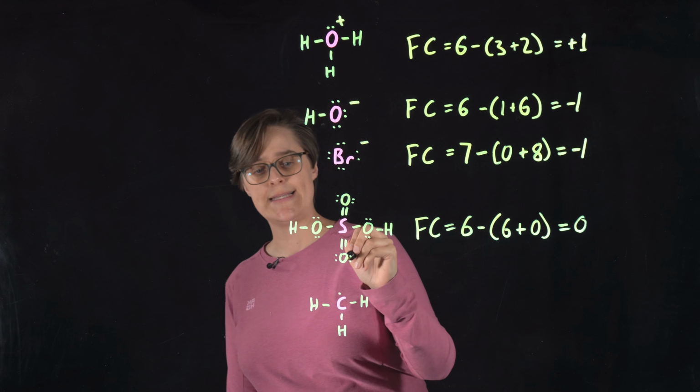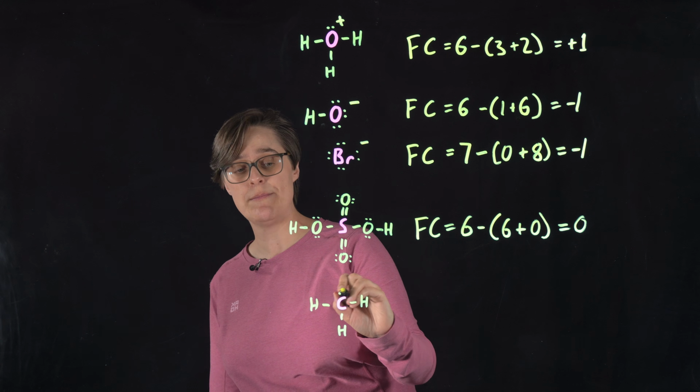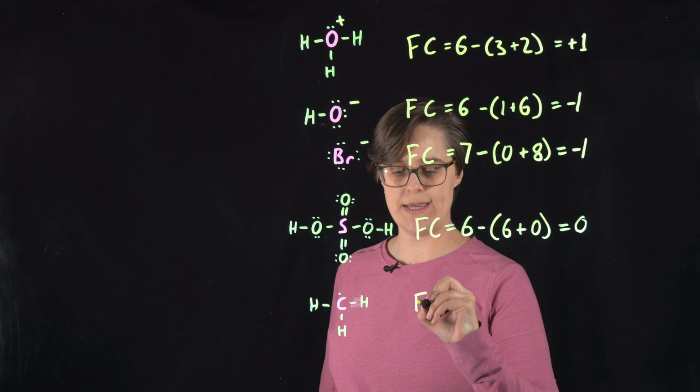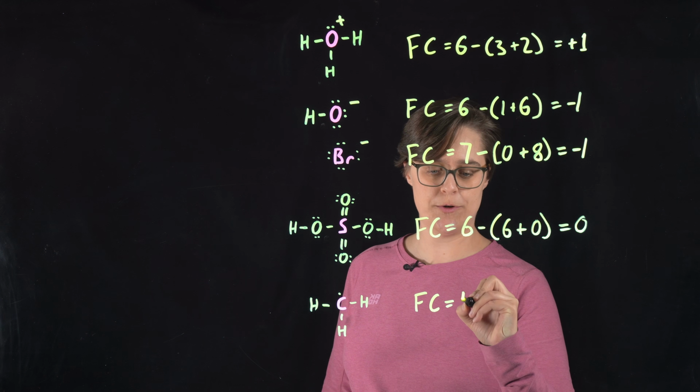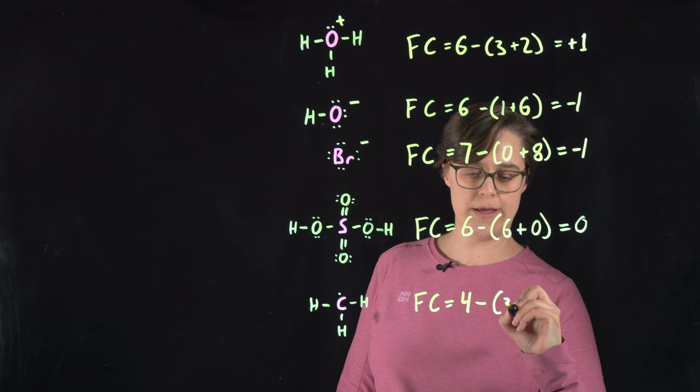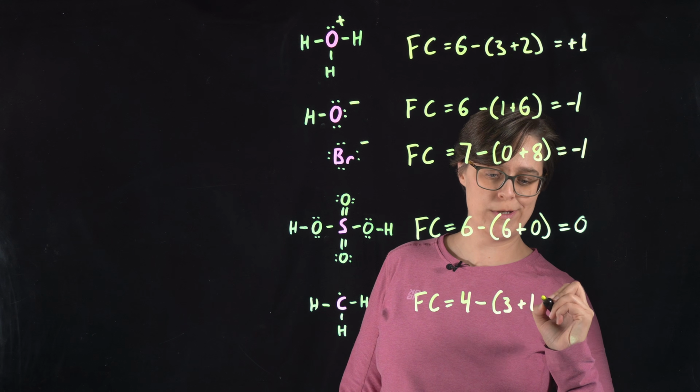This carbon, this is a radical. This is not a pair of electrons, it is just 1 electron. But the rule works the same way. Carbon is in group 4 of the periodic table, and we are subtracting 3 lines and 1 dot.